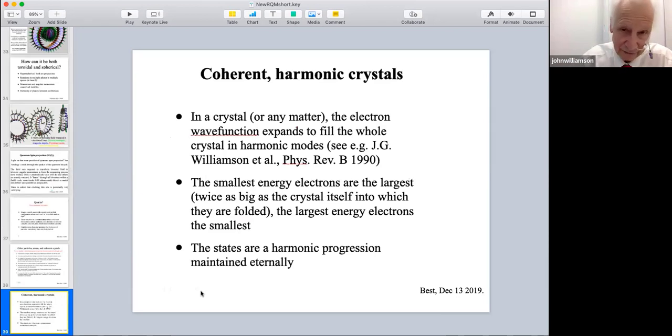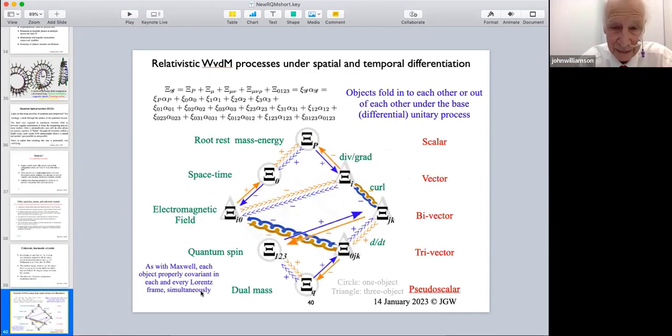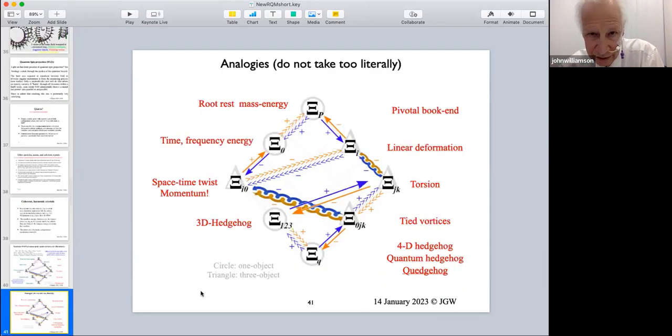Talking about crystals, well, I'll just leave this up for a second. I'm not going to talk about crystals, so I'll leave that to Arnie in a later talk. This is the same sort of diagram of flows that I showed before, but done in a different way. And I think I won't talk to that or this.